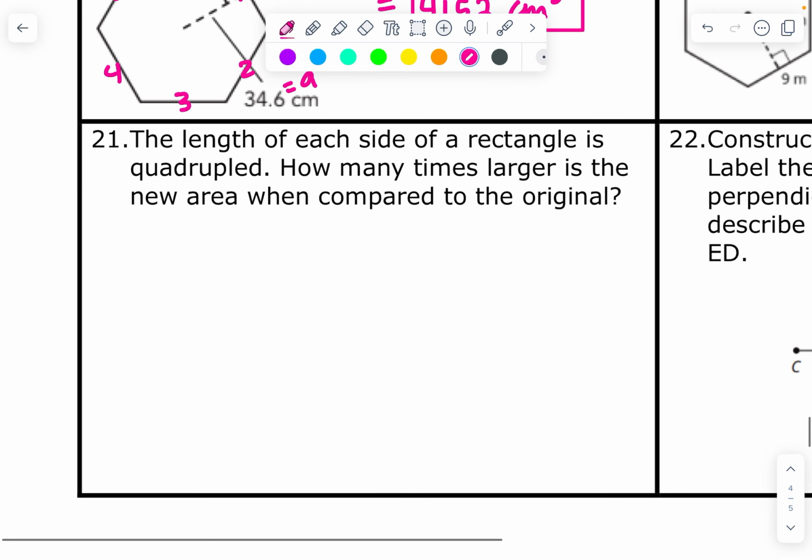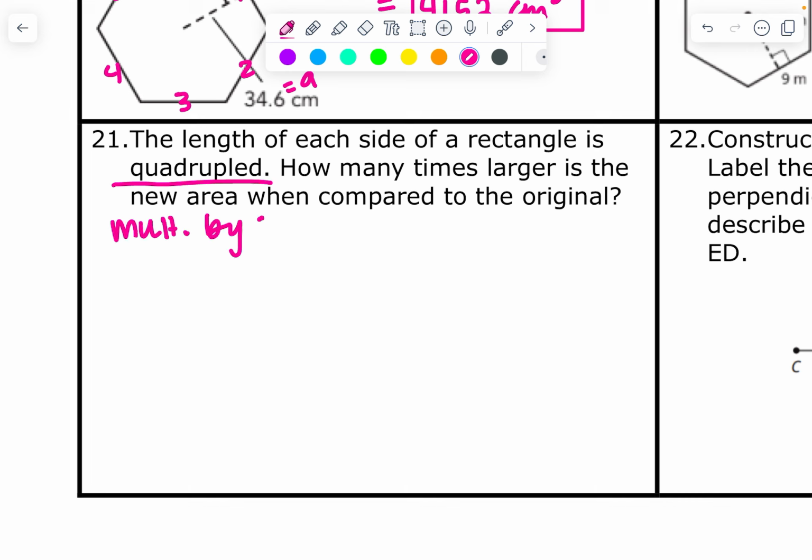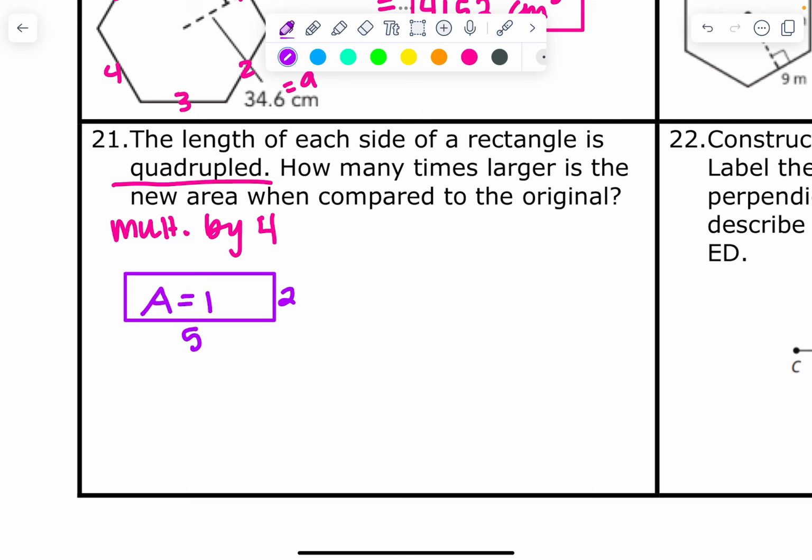All right, number 21. The length of each side of a rectangle is quadrupled. Quadruple means multiply by 4. How many times larger is the new area when compared to the original? Let me give you an example, but if you did the assignment, then you already know the answer. Let's just say we have a 5 by 2 rectangle here. The area would be 10, right? Now let's say we quadruple the sides, so multiply by 4.